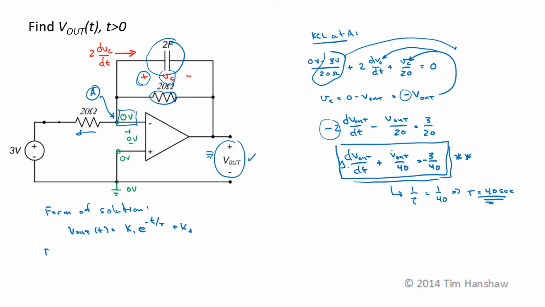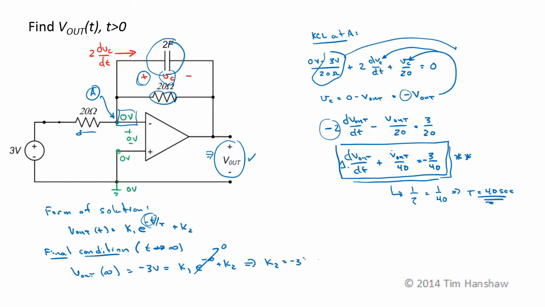Now let's take a look at the final condition as t goes to infinity. Both the differential equation and the circuit's physical behavior told us that V out at t equals infinity is equal to minus 3 volts. So if I plug infinity in for time up here, I set this equal to k1 e to the minus infinity plus k2. E to the minus infinity is 0. So this tells me that k2 is equal to negative 3 volts.